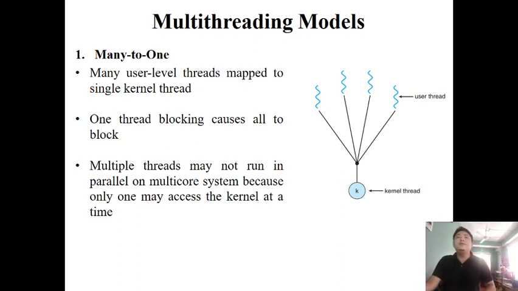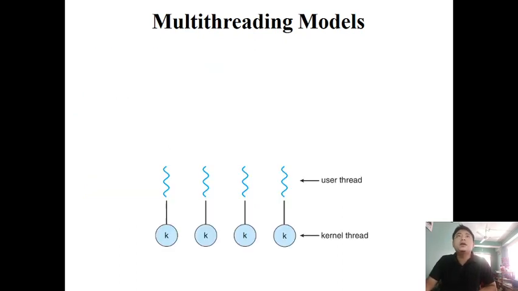So it will be very, very difficult for performing the parallel concurrent execution in multi-core system. Next is the one-to-one. So here, whenever you create any user threads, the corresponding kernel thread will be created. So the advantage of this one-to-one is that you can perform many tasks. You can execute multiple tasks within the same time frame, or you can perform concurrent tasks. So many tasks can be created and can be executed parallelly.